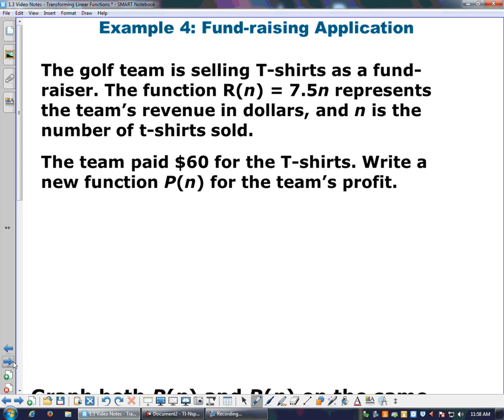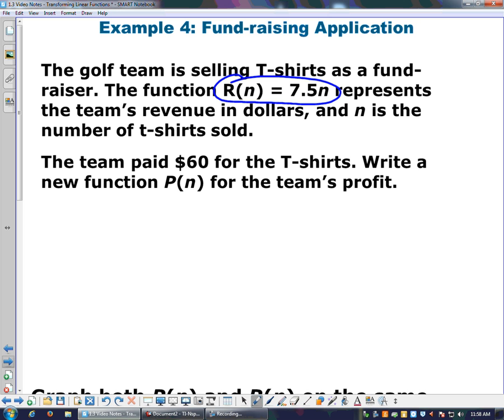Okay, and that brings up our last example. Example 4 is a fundraising application example. The golf team is selling t-shirts as a fundraiser. The function R of n equaling 7.5n represents the team's revenue in dollars, and n is the number of t-shirts sold. So from that function, we can figure out that they must be selling each t-shirt for $7.50. That's why their revenue is 7.5 times n, where n is the number of t-shirts.